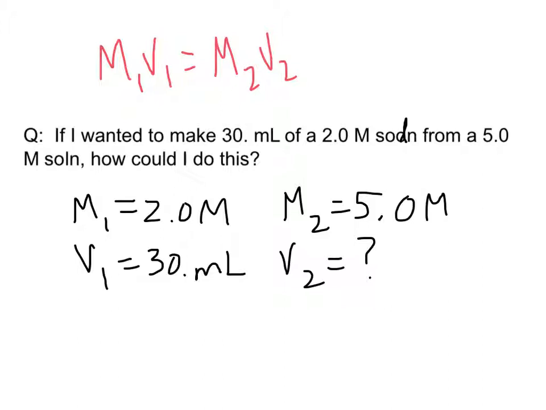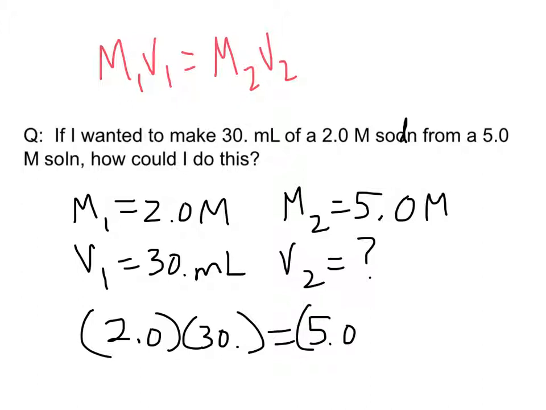So now we're going to solve this. 2.0 for M1, 30 for V1, equals 5.0 for M2, and our V2 is kind of our X or question mark. So if you solve this, what you'll find out is that V2 equals 12, and that would be milliliters, because on this side, this was in milliliters. So we need 12 milliliters of the more concentrated stuff.